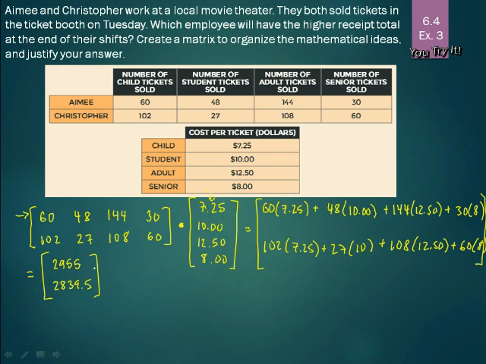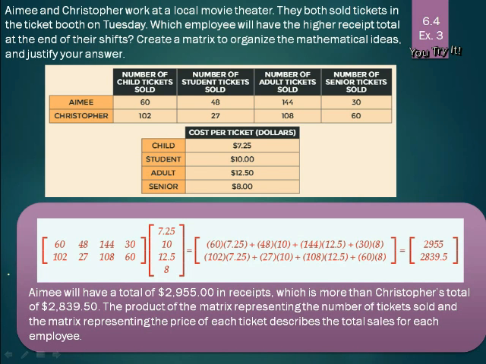She had a higher total, and so we can go ahead and summarize our answer. So first we have our matrices, multiplying the matrices, and then we took the first row multiplied by the first column, and then the second row by the one and only column, and then we added those all together to get our totals. Amy will have a total of $2,955 in receipts, which is more than Christopher's total of $2,839.50. The product of the matrix representing the number of tickets sold and the matrix representing the price of each ticket describes the total sales for each employee.